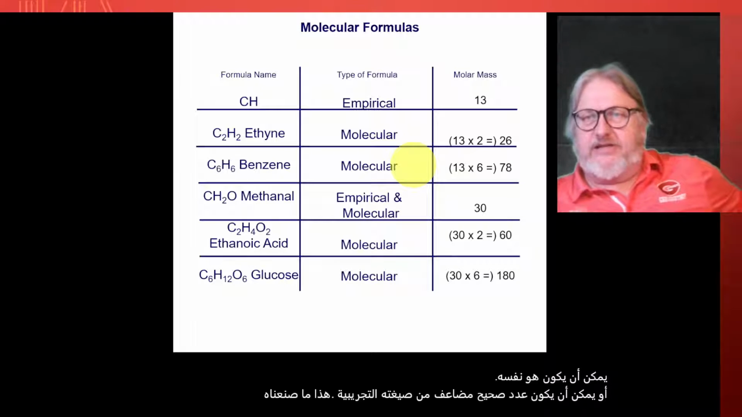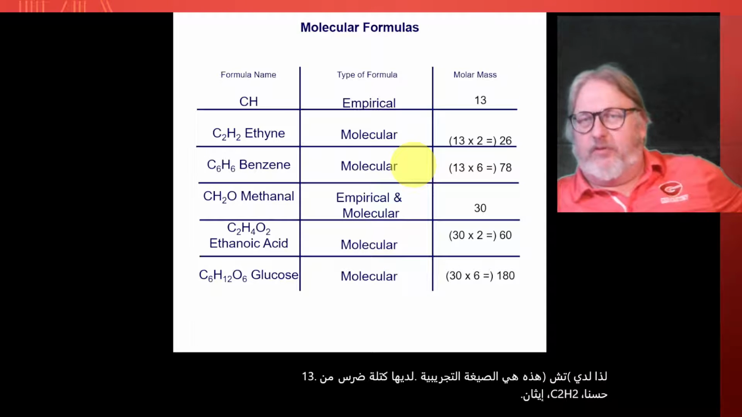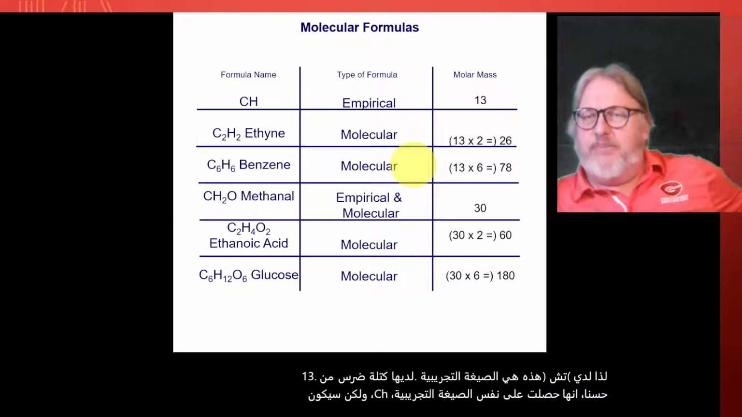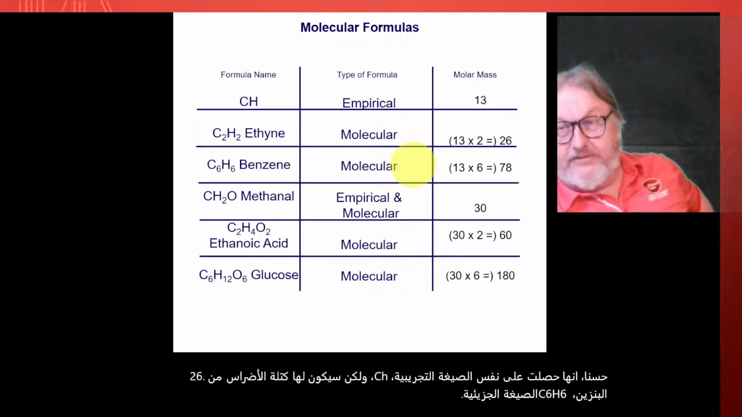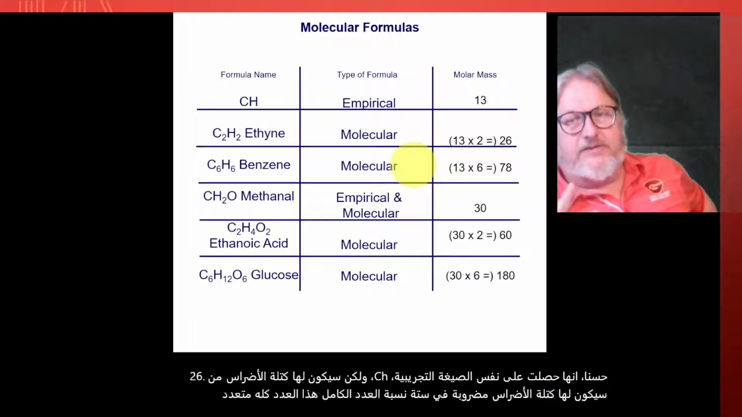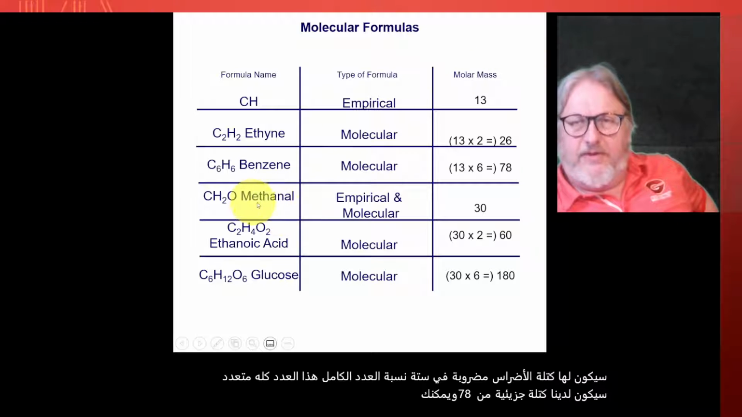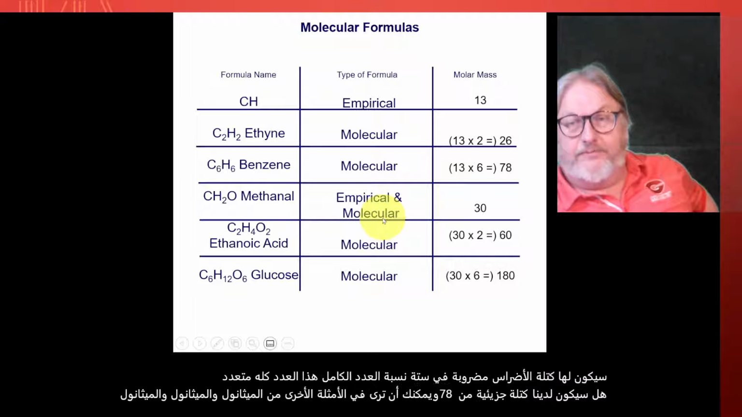So I've got CH, that's the empirical formula. It's got a molar mass of 13. All right. C2H2, ethene. All right. It's got the same empirical formula as CH, but it will have a molar mass of 26. Benzene, C6H6, the molecular formula. It'll have the molar mass times 6, that whole number multiple. It's going to have a molecular mass of 78. And you can see in the other examples of methanol, all right, that would be both empirical and molecular.